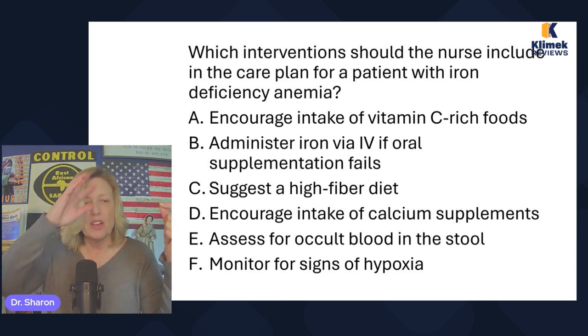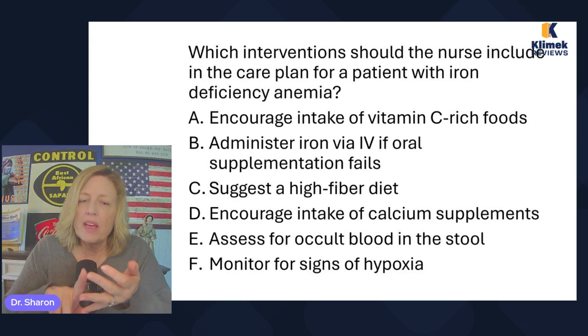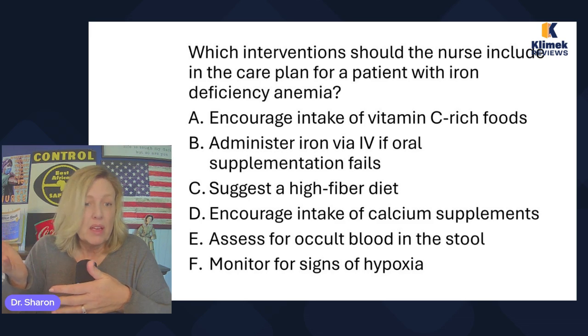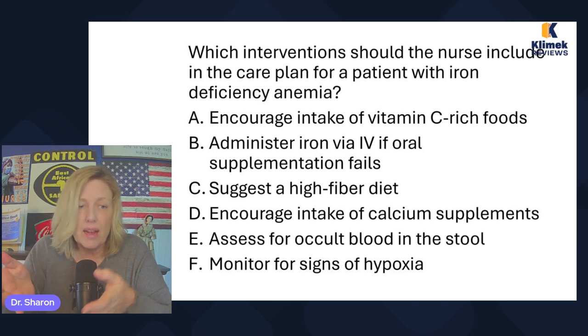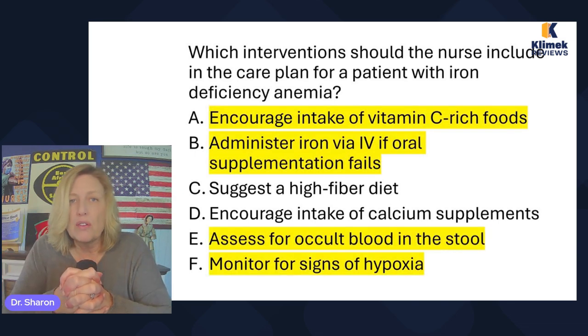Well, I would think if they're iron deficient, because it can be from chronic bleeding, it can be from poor iron intake, right? Or malabsorption syndromes. So I do want to know if they're bleeding. So E sounds like a really good idea, to check for occult blood in the stool, and monitor for signs of hypoxia. Well, if they're anemic, I want to assess for signs of hypoxia. So those are the correct answers.